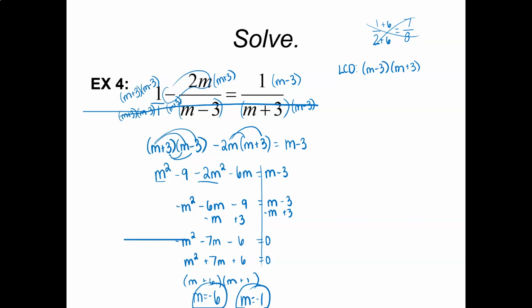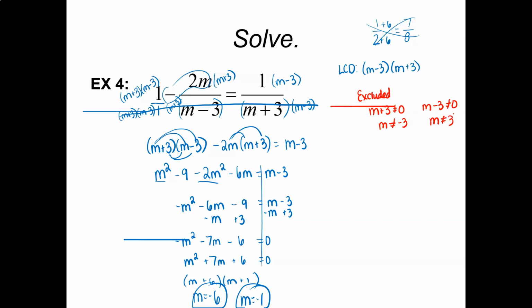I should have. I was just thinking, I should have looked for excluded values. What would the excluded values be here? It's going to be m plus 3 cannot equal 0, which gives me m cannot equal negative 3. And it's going to be m minus 3 cannot equal 0. So that's going to give me m cannot equal positive 3.